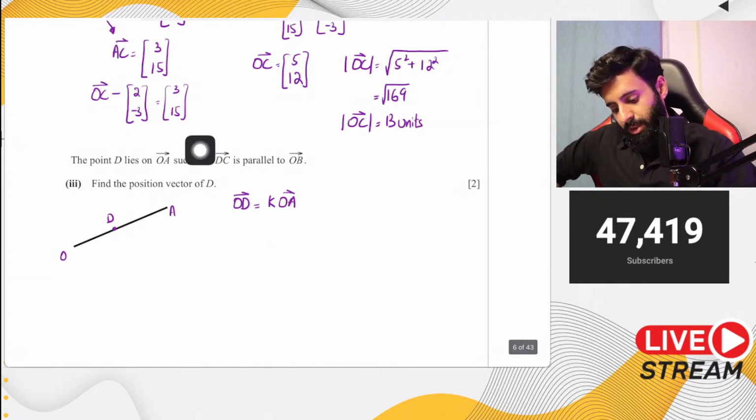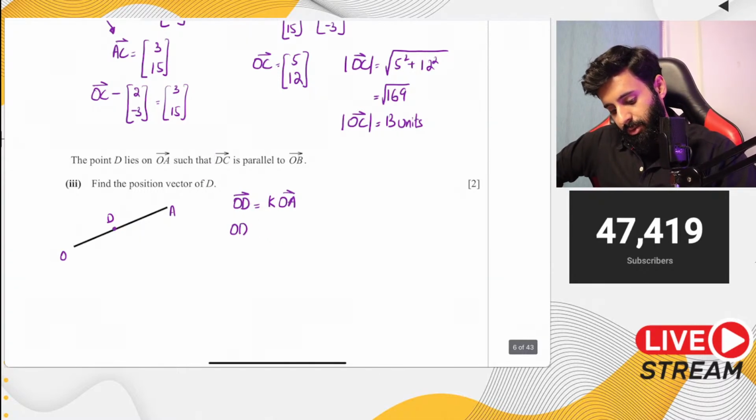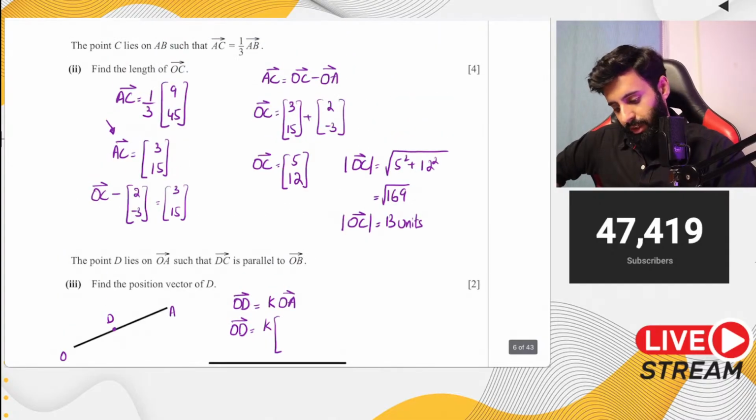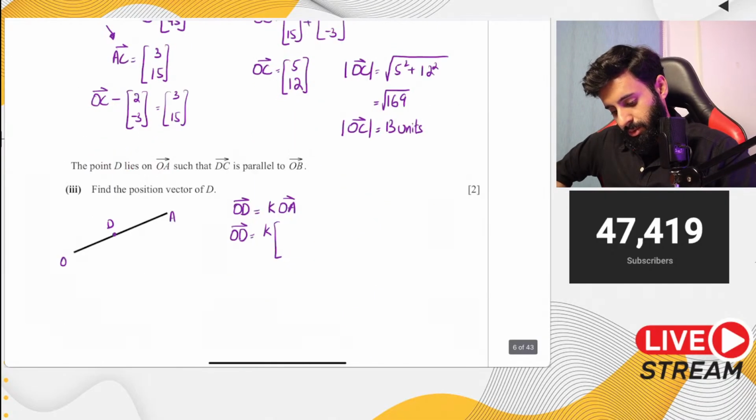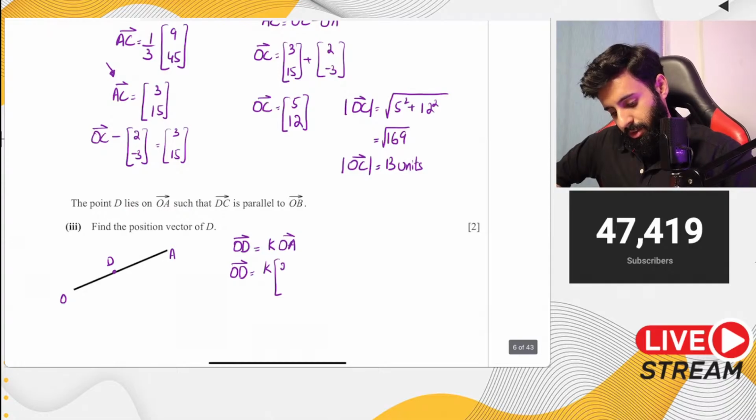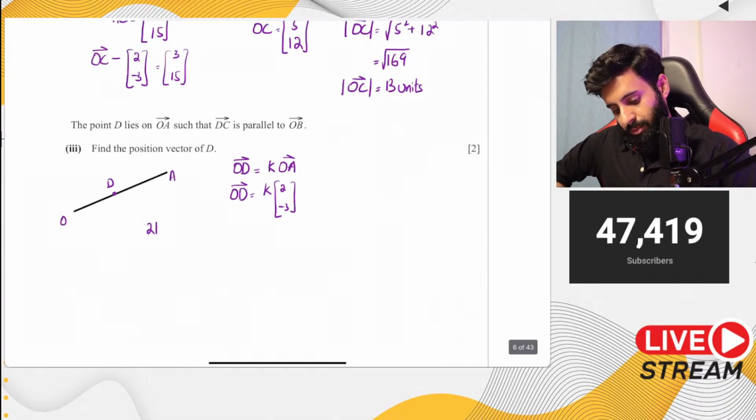So I can't find the exact vector OD, but here's what I can find. I can find OD by taking vector OA and multiplying it by K. And what's vector OA? It's 2 and minus 3. So here's 2 and here is minus 3. That means 2K and minus 3K. So this is what vector OD is going to be equal to.